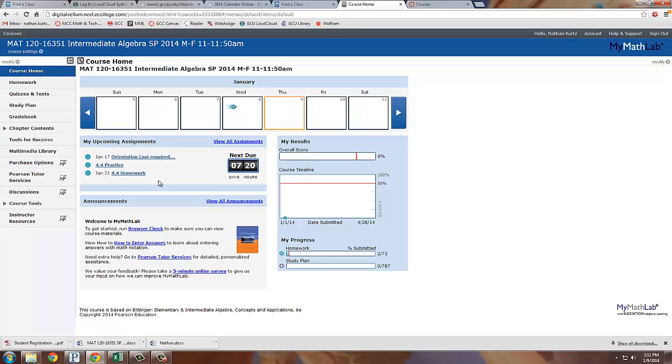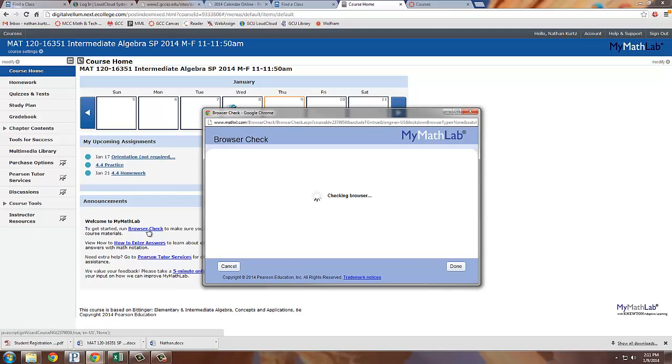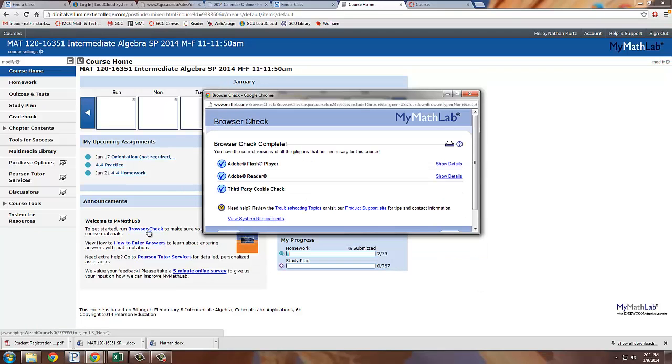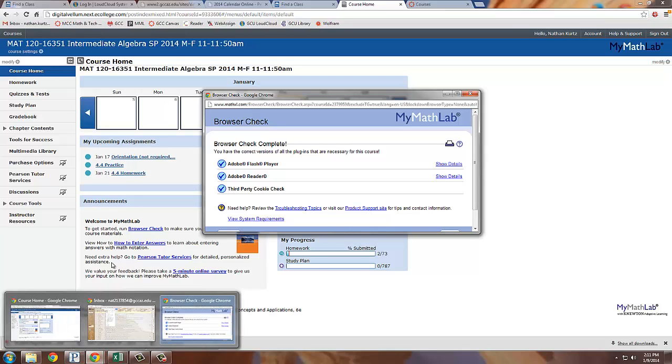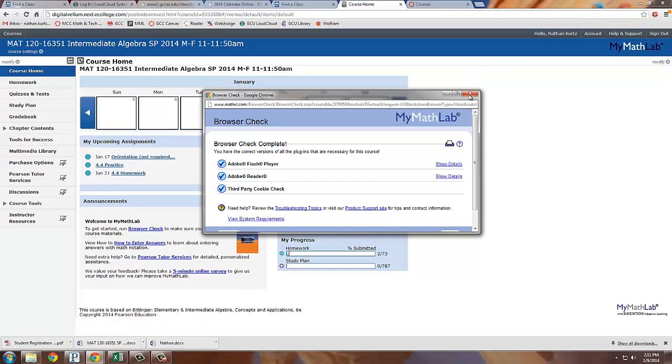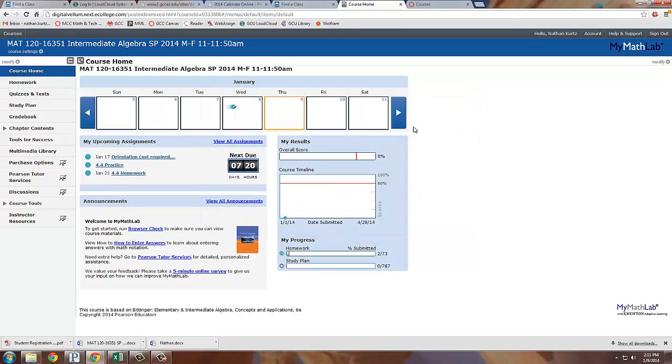The first thing that I want all of you to do is go through a browser check if you're on your personal computer. You need to do this once and only once throughout the entire semester. Really easy, it walks you through and makes sure you have everything you need to use MyMathLab. I like to use Chrome as my preferred web browser. If not, I like to use Firefox or Internet Explorer. If you're ever having a problem with MyMathLab, try logging in using a different browser, Internet Explorer or Chrome or Firefox, etc.